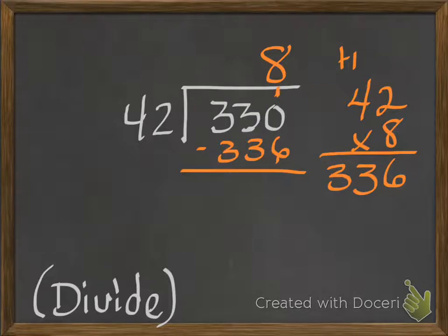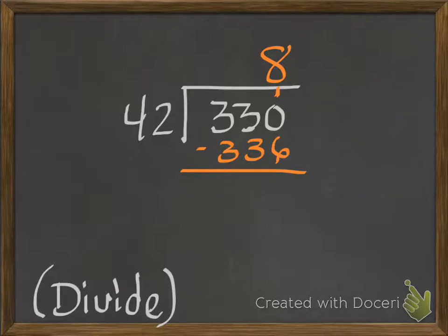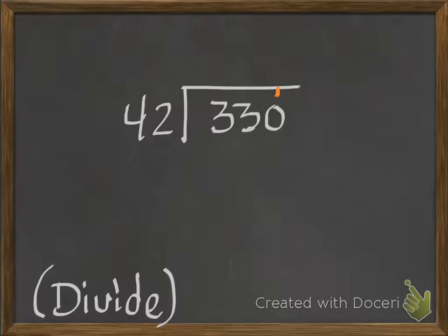Uh-oh, this is what happened last time. I can't subtract 336 from 330. That's too big. So I'm going to have to try a number that's smaller than 8. Well, I know it's probably going to be 7 then, because it was just a little bit bigger. So now I know my answer is probably going to be 7.